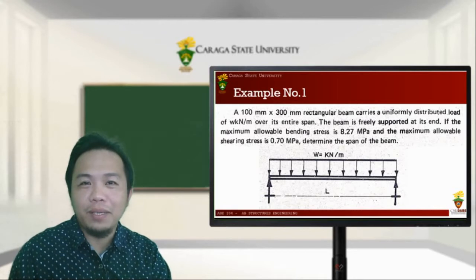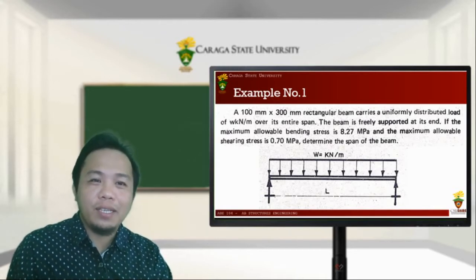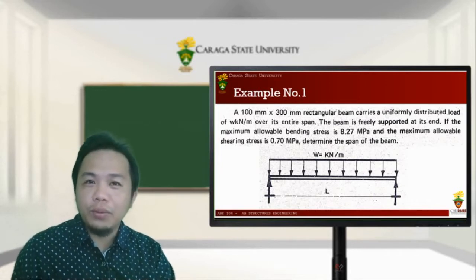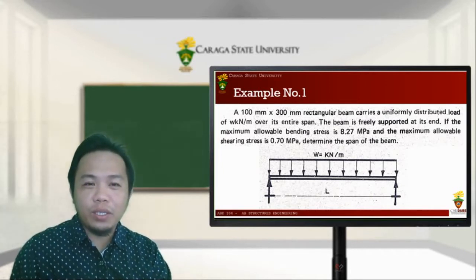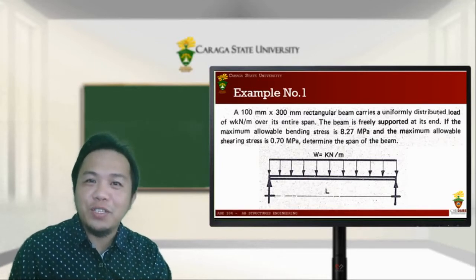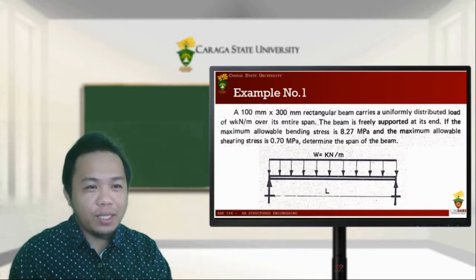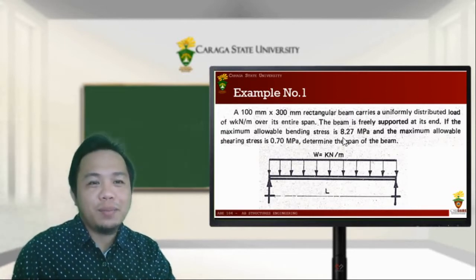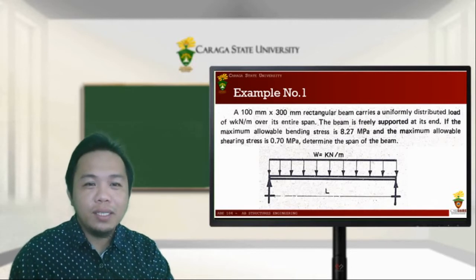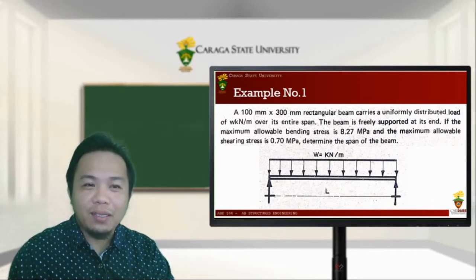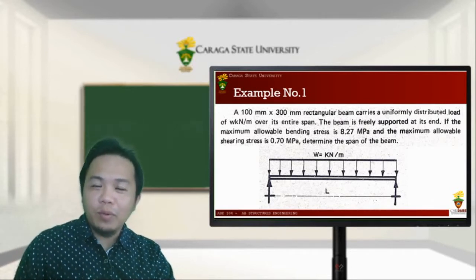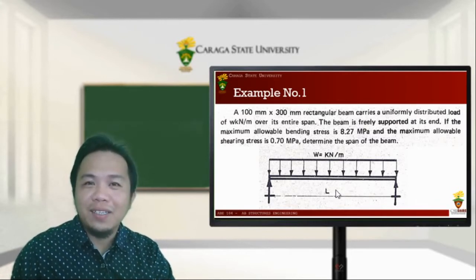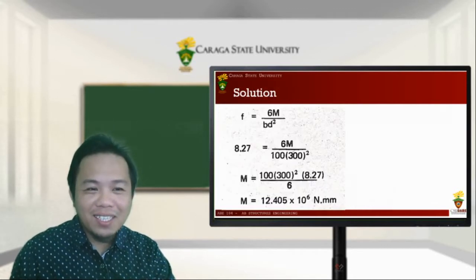So I have here the problem. A 100 mm by 300 mm rectangular beam carries a uniformly distributed load of W, unknown, having the unit of kilonewton per mm over its entire span. The beam is simply supported at its ends. If the maximum allowable bending stress is 8.27 MPa and the maximum allowable shearing stress is 0.70 MPa, determine the span of the beam. So the problem requires you to identify the value of this L. Okay, so let's solve this.